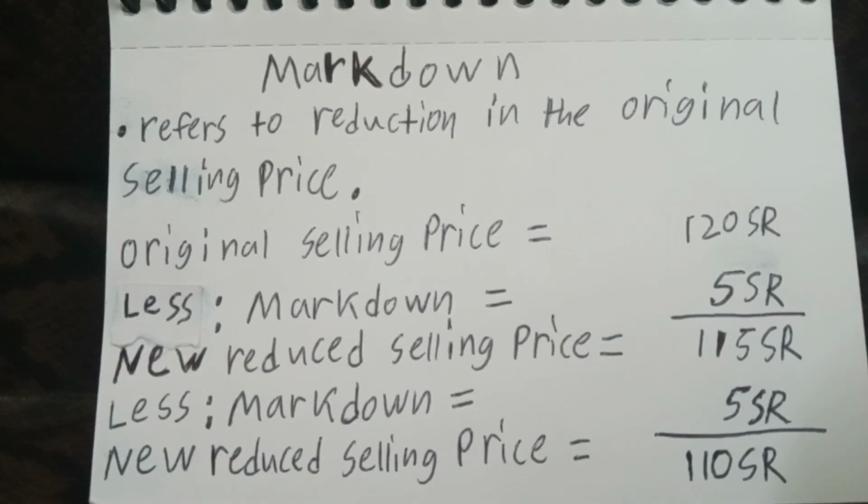And now for markdown. This refers to the reduction in the original selling price. Let's say I, the seller, decided to go below my original selling price of 120 reals and decrease it by 5 reals. So now the new reduced selling price is 115 reals. Let's say again I decided to go lower and decrease it again by 5 reals. So now the new reduced selling price will be 110 reals.